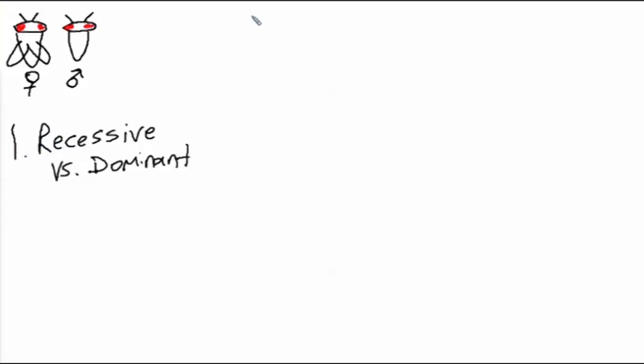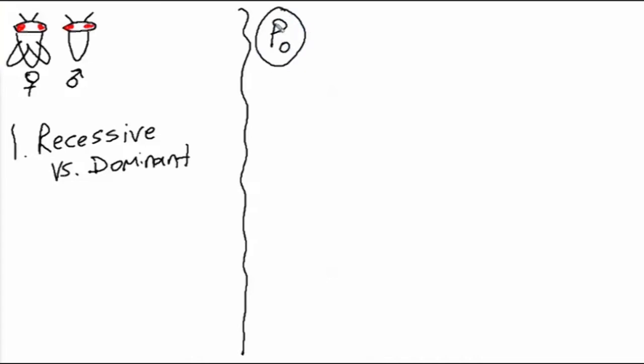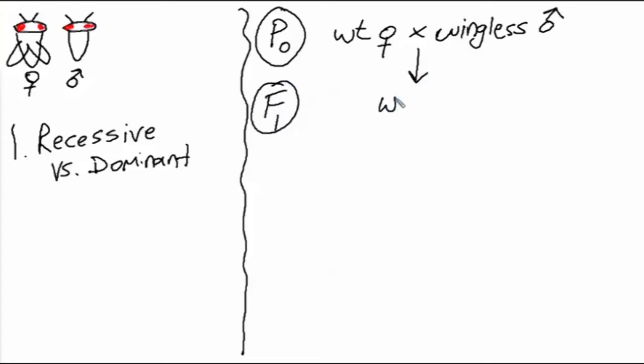So the first question that we're going to ask is, the wingless trait, which is being caused by a mutation in some unknown gene, is it being inherited in a recessive or dominant fashion? And what we're going to do to answer this question is cross our wild-type female flies to our male mutant flies. And we're going to call these the P0 generation because they're the parentals. We have our wild-type female fly. We're going to cross it to our wingless male fly. And all the progeny in the F1 generation are wild-type. They all have wings. So this tells us that the wingless trait is being inherited in a recessive manner.